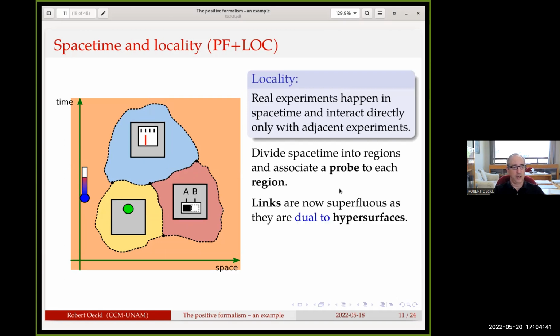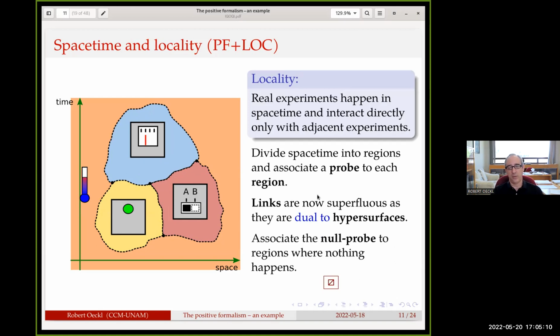So that means that we can forget about drawing these links explicitly, because they will correspond precisely to these hypersurfaces. So instead of associating these partially ordered vector spaces that correspond to state spaces to links, we can associate them with hypersurfaces in this setting.